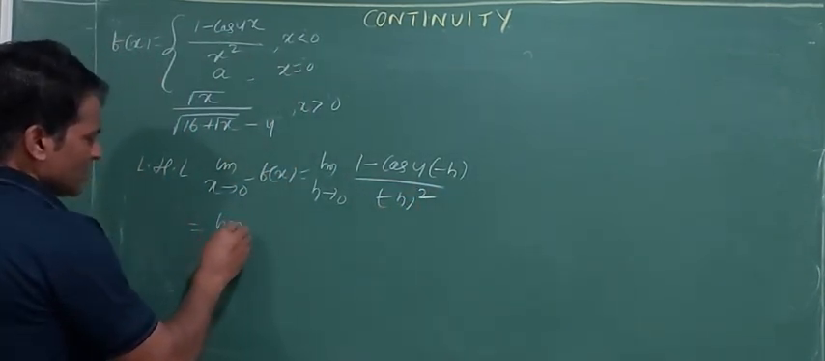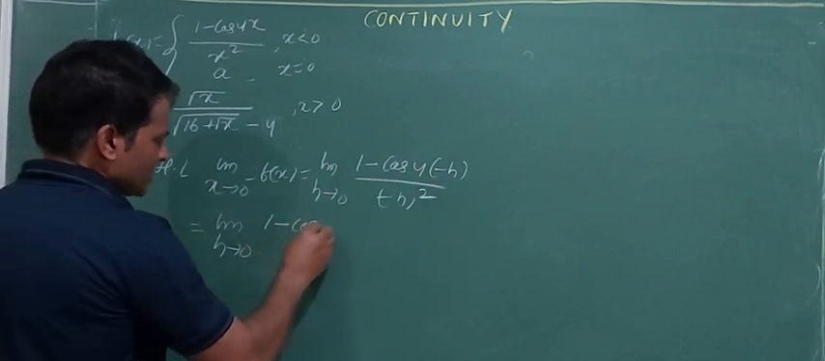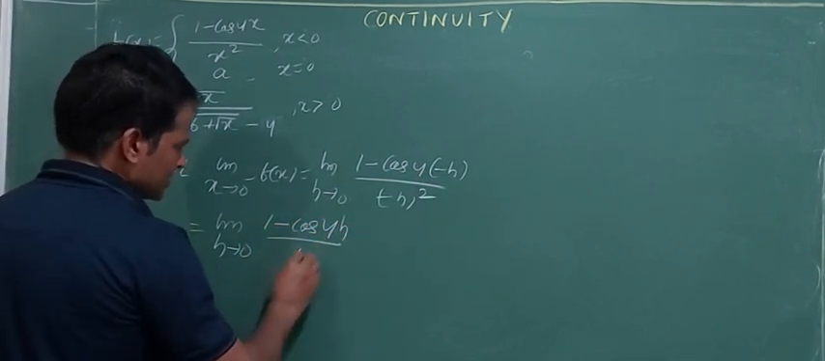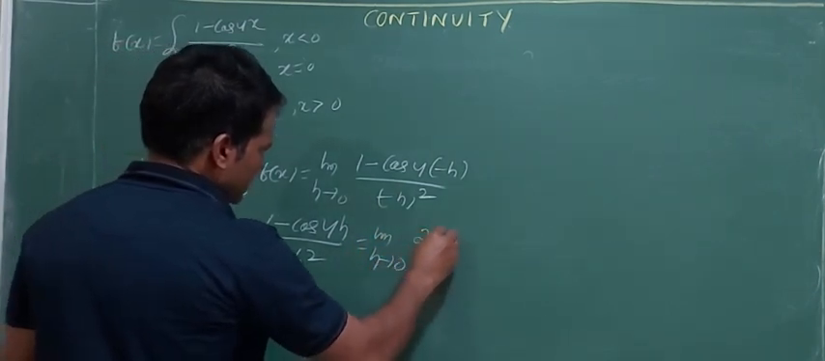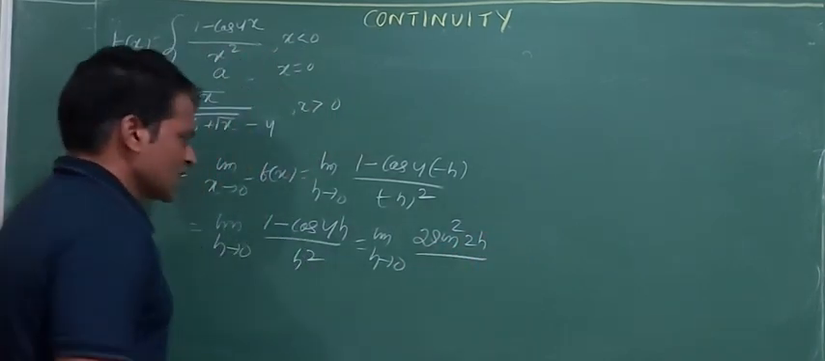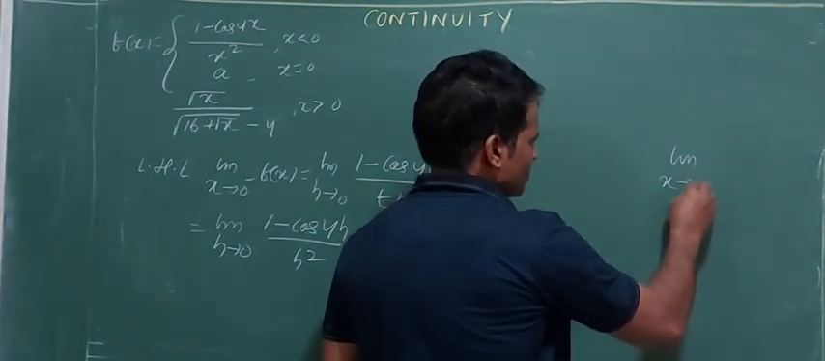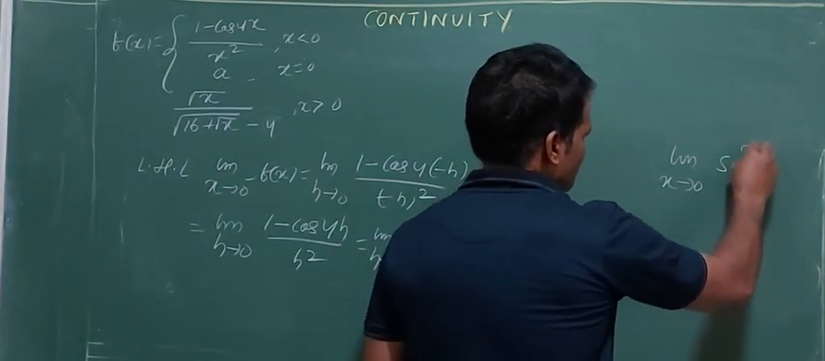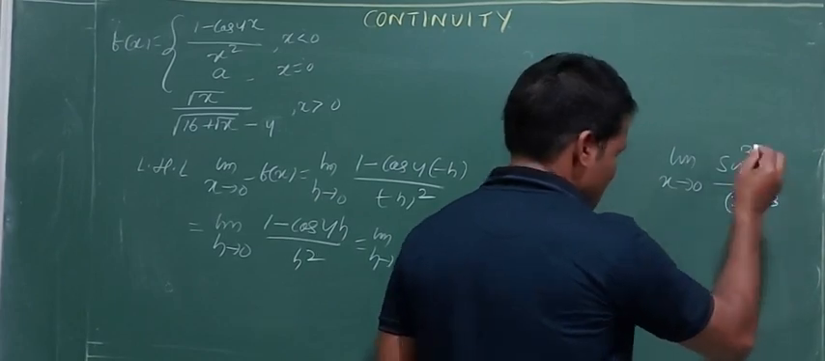That gives you limit h tends to 0, cos of minus theta is cos theta, so 1 minus cos 4h by h square. Limit h tends to 0, 2 sin square 2h. Yesterday I told you the formula, limit x tends to 0. If it is sin cube 2x, I need 2x whole cube, remember.